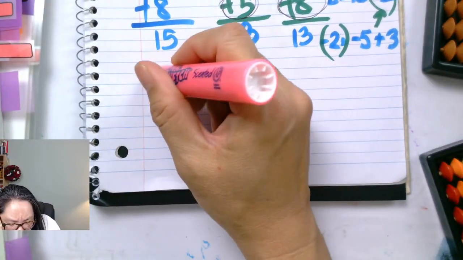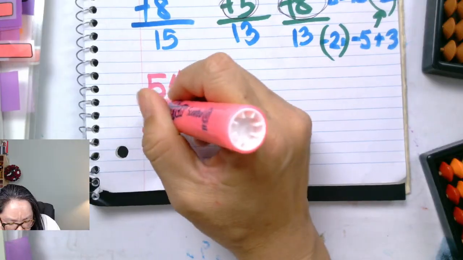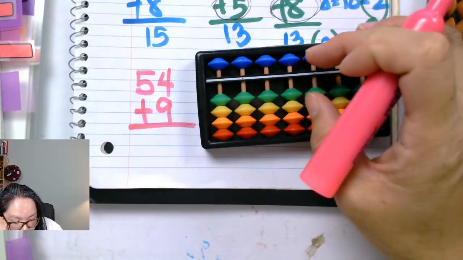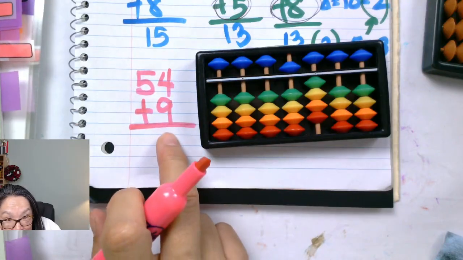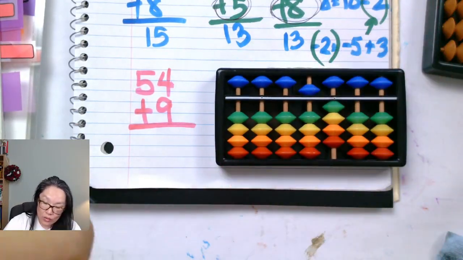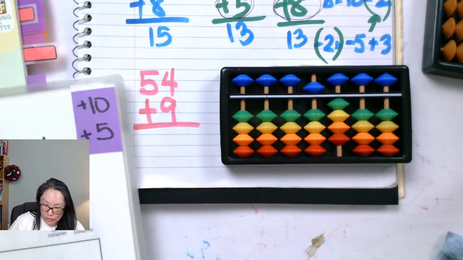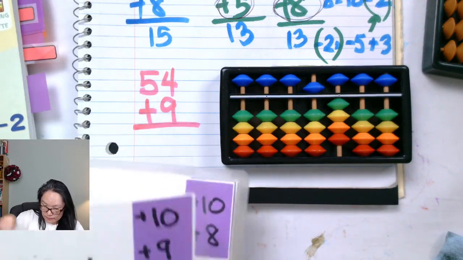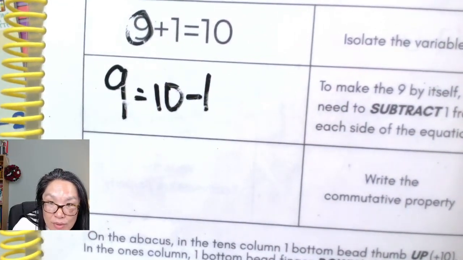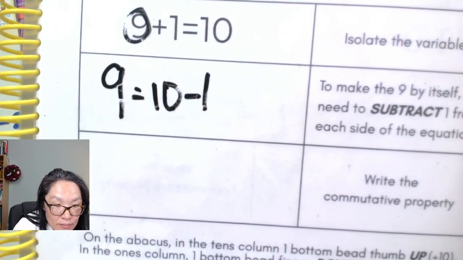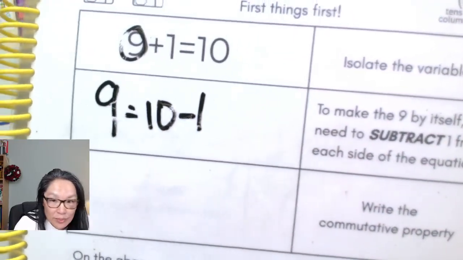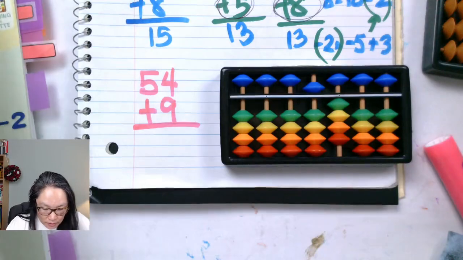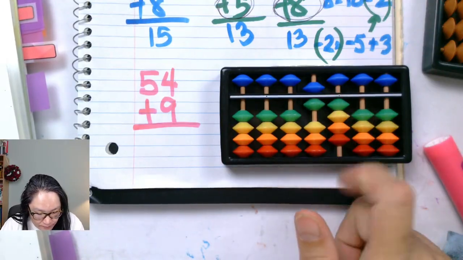When we do, I think it was like 54 plus 9, right? What are we going to do? When we do 54, we're going to put this on our abacus. So we have 54, and then we want to add the 9. Please put this equation in the chat. Plus the 9 is equal to plus the 10 minus the 1. So I'm going to plus the 10, minus the 1.